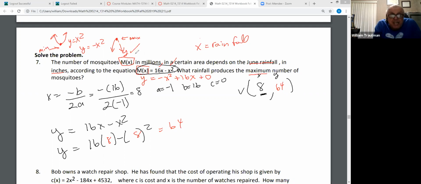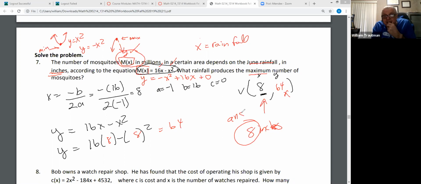We already said y is the number of mosquitoes in millions, so that means x is the rainfall in inches. So the answer to this question is 8 inches.